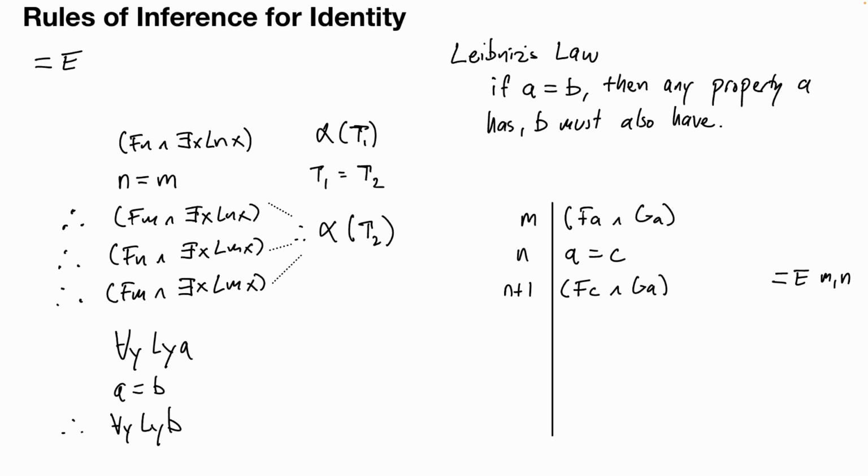Or you can derive Fa and Gc, swapping c in for a in the second spot where a occurs in the original formula. Or you can derive Fc and Gc, swapping c in for a in both spots where a occurs in the original formula.